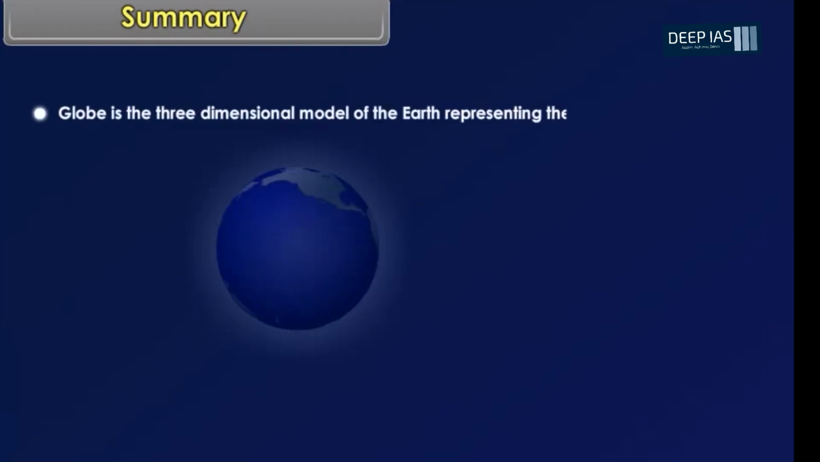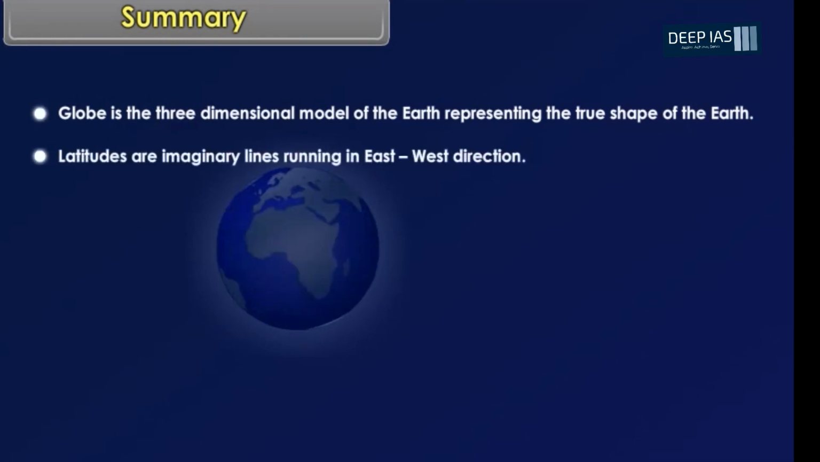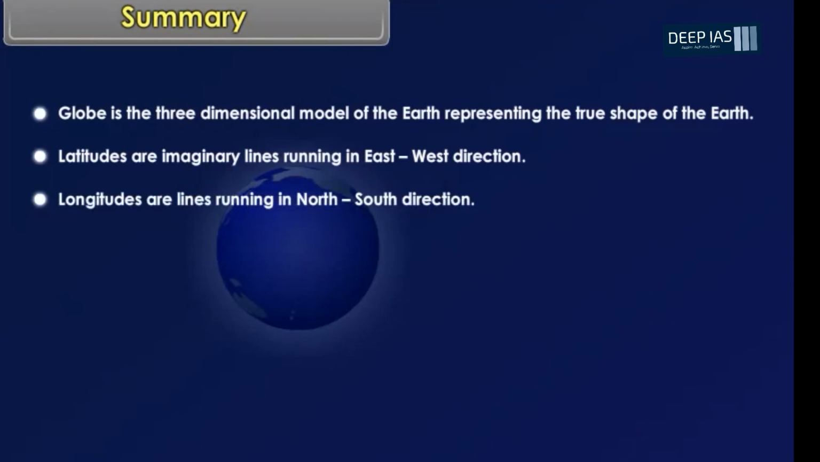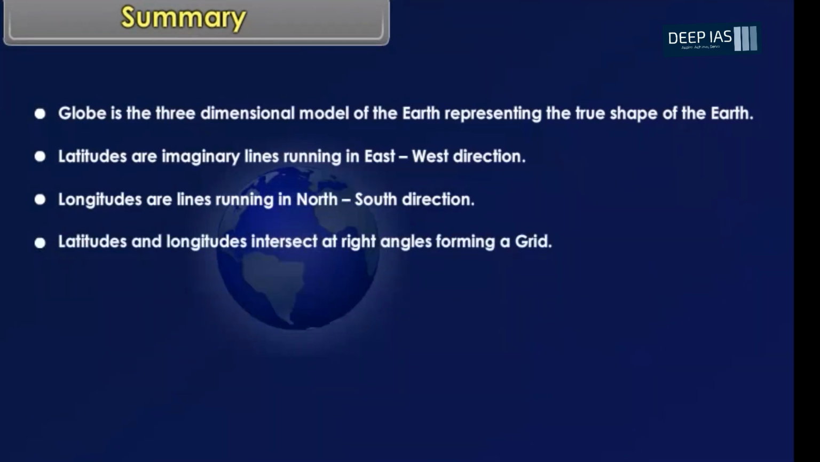Globe is the three-dimensional model of the Earth, representing the true shape of the Earth. Latitudes are imaginary lines running in east-west direction. Longitudes are lines running in north-south direction. Latitudes and longitudes intersect at right angles, forming a grid.